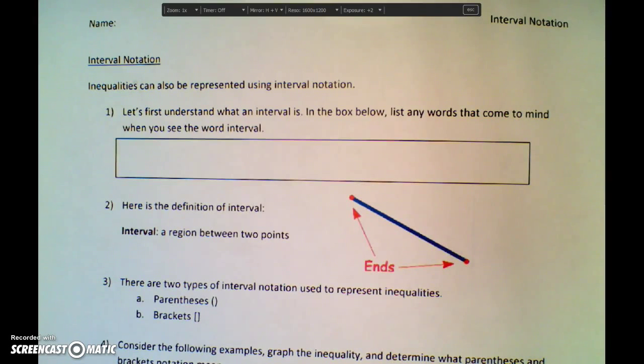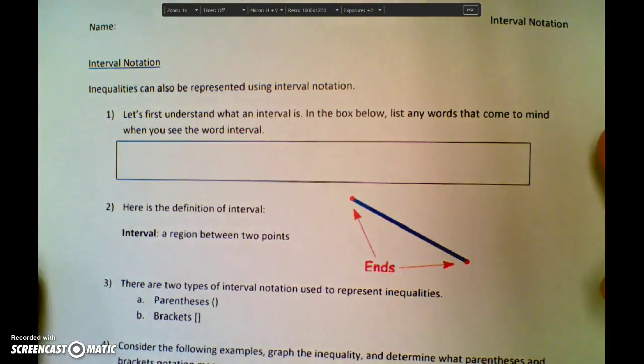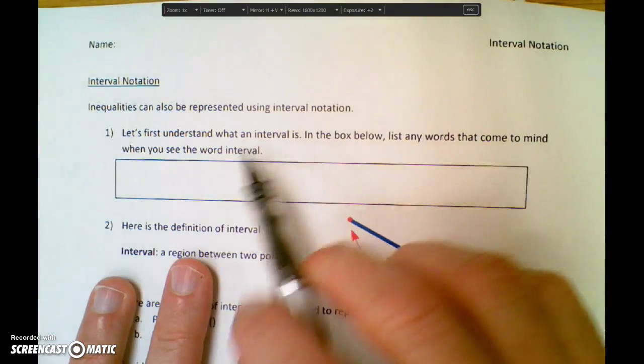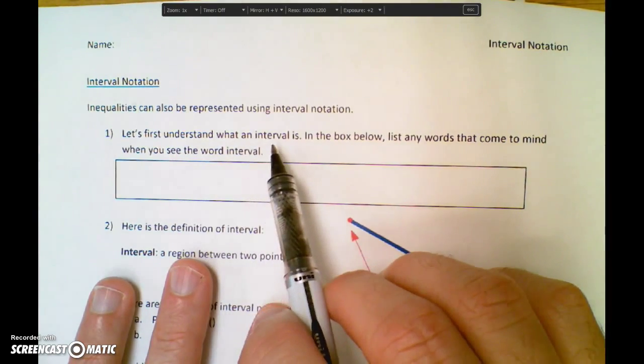Today we're going to work on interval notation with inequalities. So far we've learned how to graph inequalities on a number line. Now we're going to apply that and build on that knowledge with intervals. So the first thing: inequalities can also be represented using interval notation. So let's first understand what an interval is.